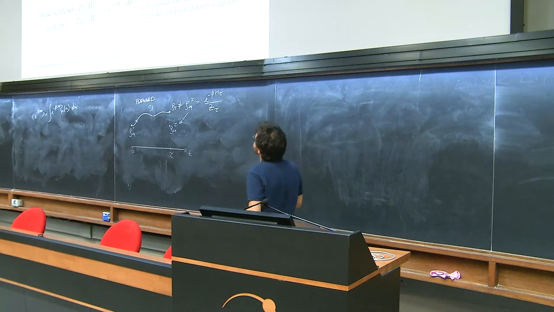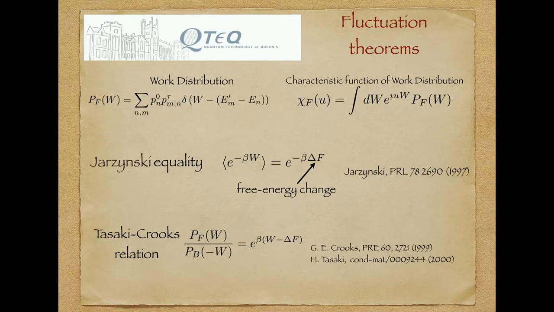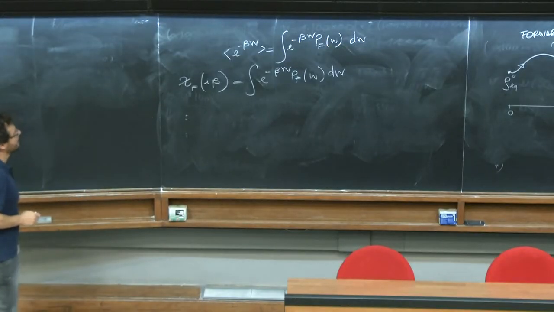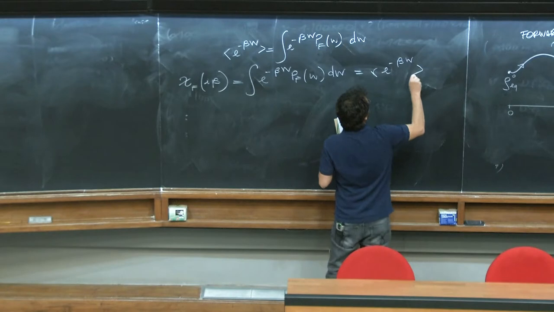And now what I want to do is to notice the similarity between the quantity e to minus beta W average and the characteristic function for work distribution, no? So if I look at the characteristic function for work distribution, I have that if I replace u with i beta, right? So if I calculate chi of i beta, it is precisely the integral of e to minus beta W P_F(W) dW. Yeah, trivially. So chi of i beta is precisely the expectation value of e to minus beta W.